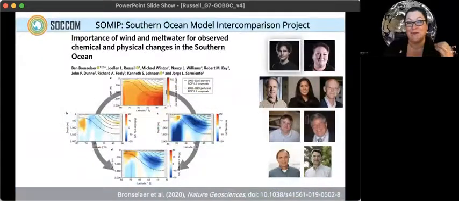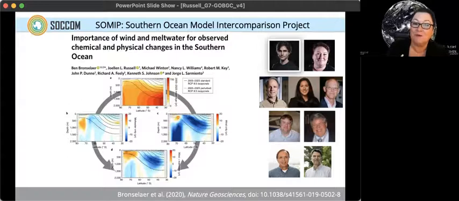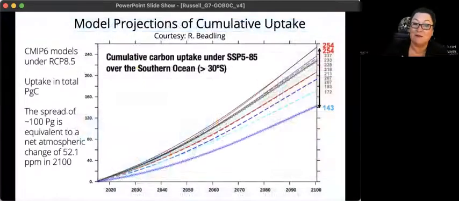And we've actually examined that. This is a paper done by my postdoc, now on to amazing new things, Ben Bronselaer, and a bunch of our epic colleagues through SOCCOM and NOAA and the Geophysical Fluid Dynamics Laboratory. And what he showed was that if you add in the fresh water associated with the Antarctic melt and the extra winds that we think are occurring around Antarctica that are not well captured by our climate models, you can actually reproduce the float distribution of pH, oxygen, et cetera, much, much better.